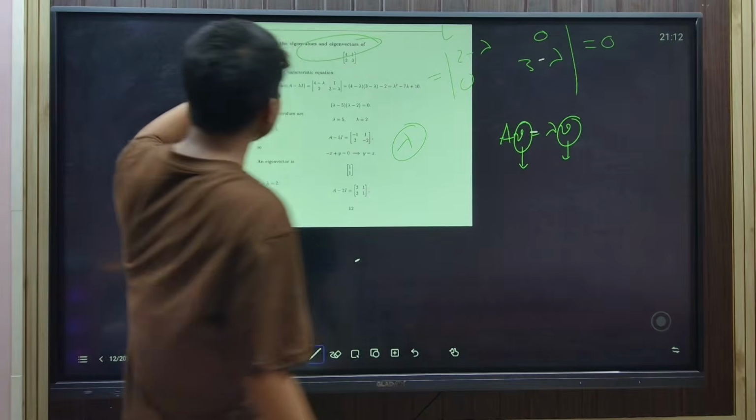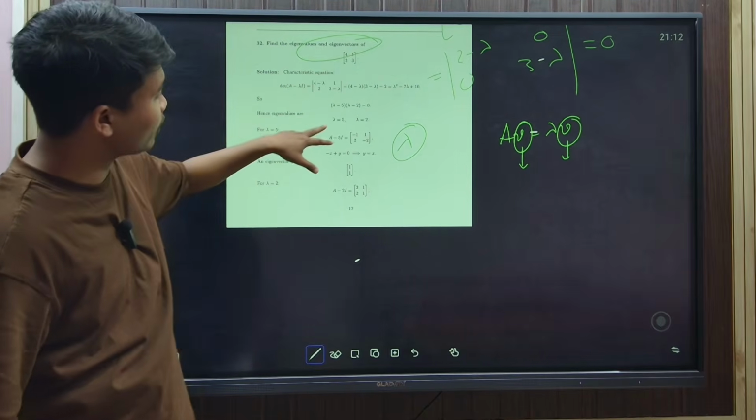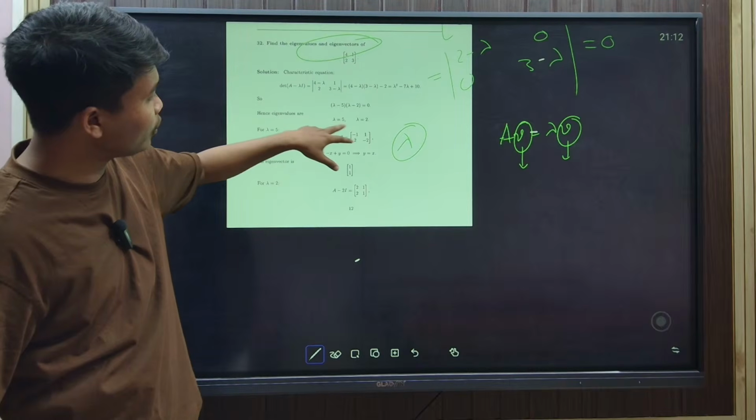So first, to find the eigenvalues, what do we have to do? Determinant of A minus lambda I, exactly similar to what I did before. So lambda equal to 5, lambda equal to 2. So these are the eigenvalues. Now for lambda equal to 5, A minus 5 I equal to this.